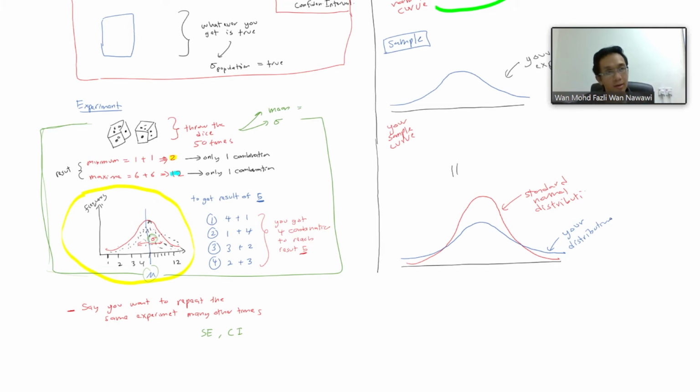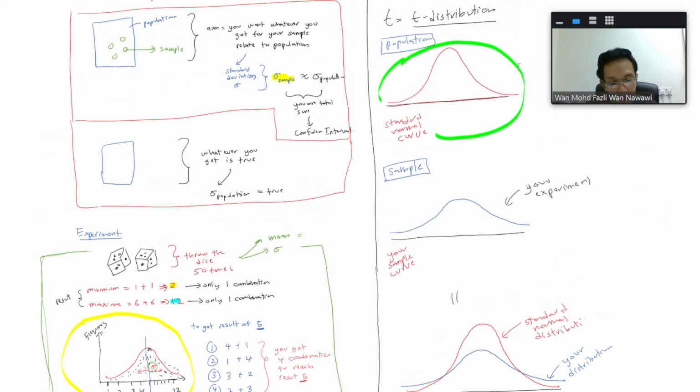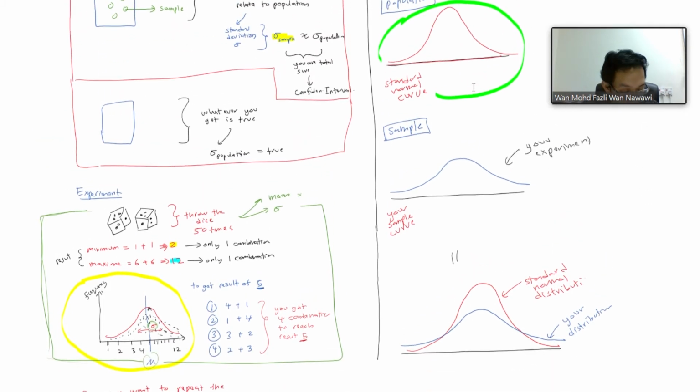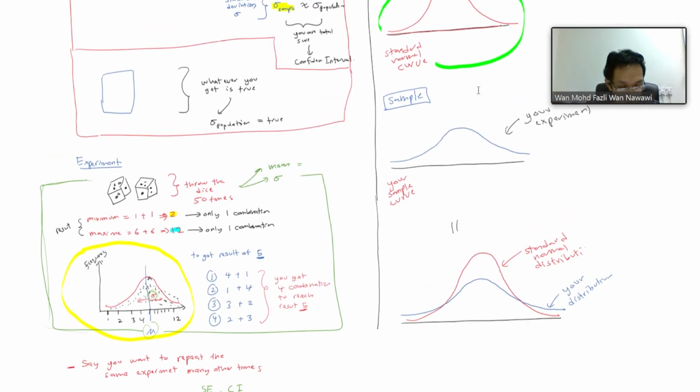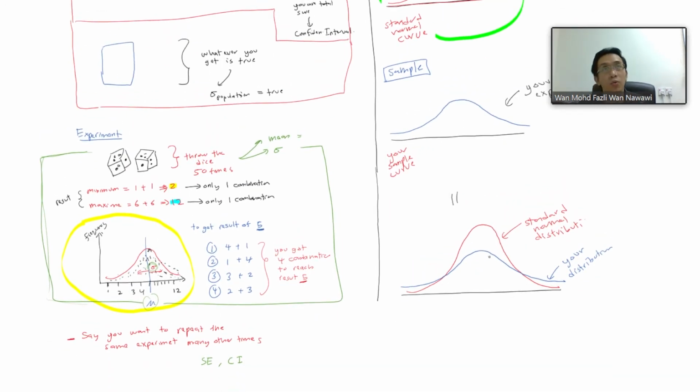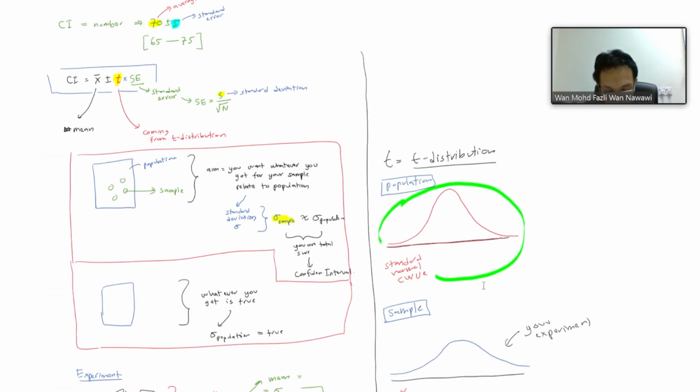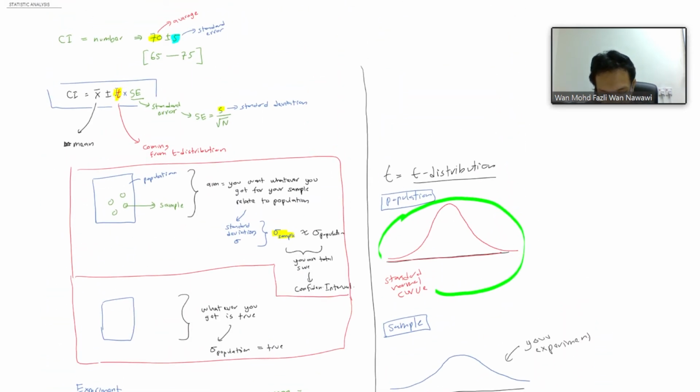you cannot just straight away use the Z table, the distribution table. This happened because you are dealing with the sample. This blue thing is not exactly the same as the standard normal distribution because you are dealing with the sample. You are not dealing with the population. That's why it's lower.